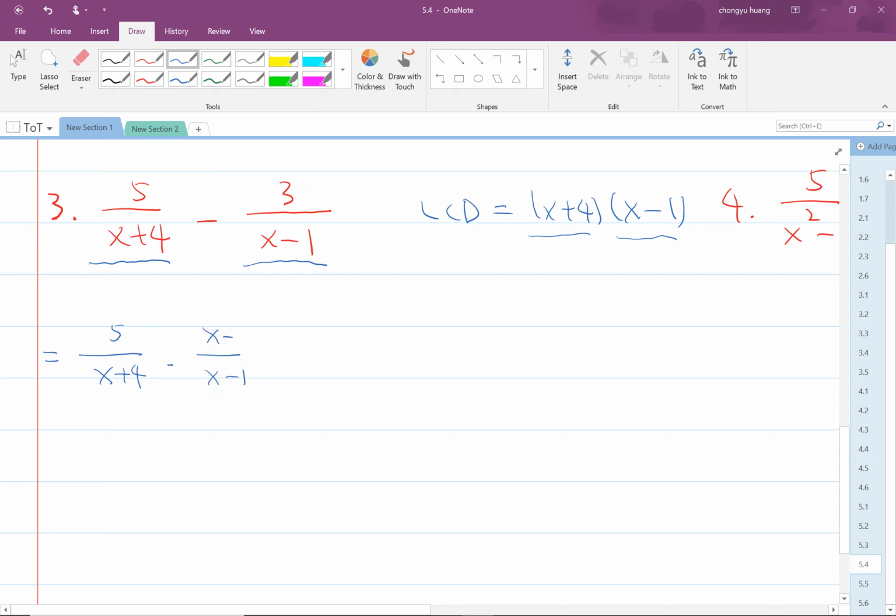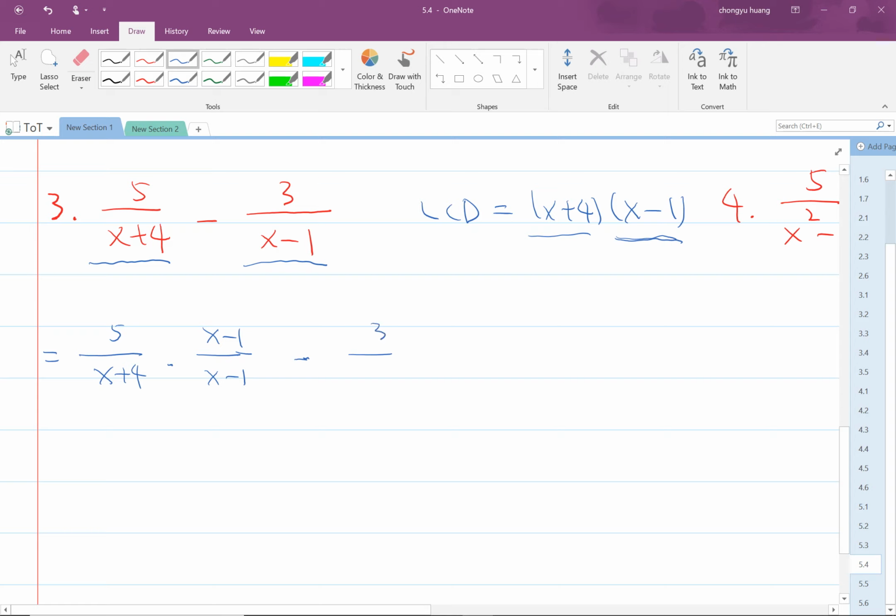You multiply x minus 1 on the x value, okay? You multiply because you want to have the same denominator, and x minus 1 is the missing part. That's why you multiply it. Okay, that's a simple logic.